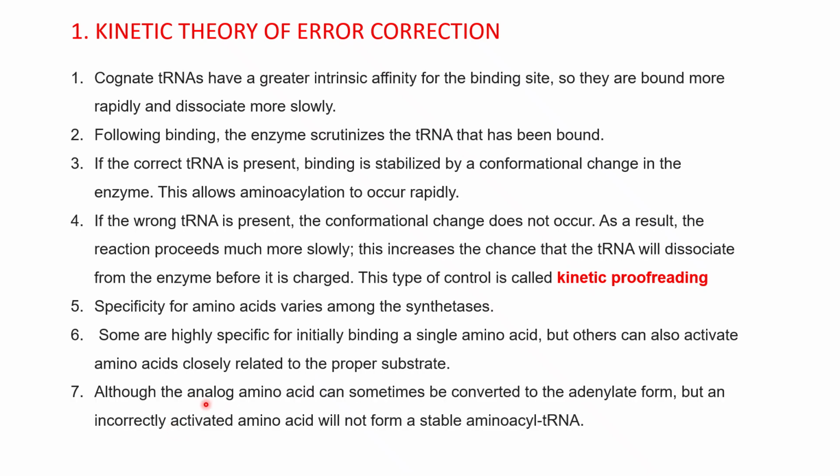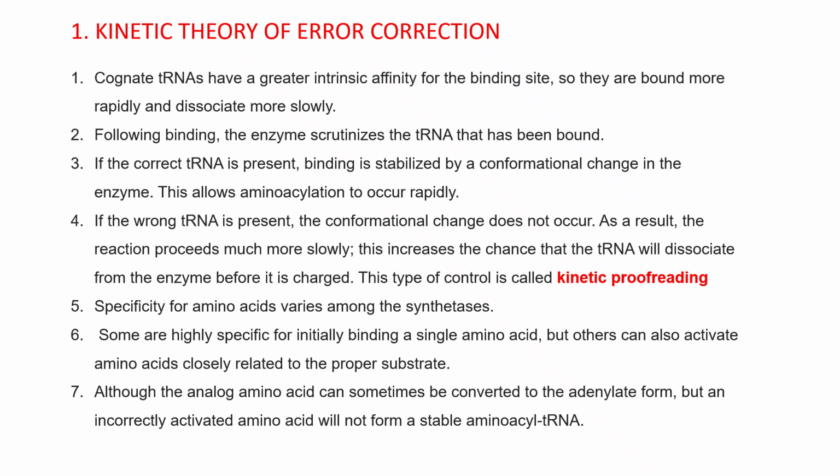Although a wrong or similar looking amino acid can sometimes be converted into amino acid AMP, that means the adenylated form, an incorrectly activated amino acid will not form a stable complex, that is the aminoacyl tRNA. Therefore, the tRNA will not form a stable complex. Therefore, it gets hydrolyzed from the active site.